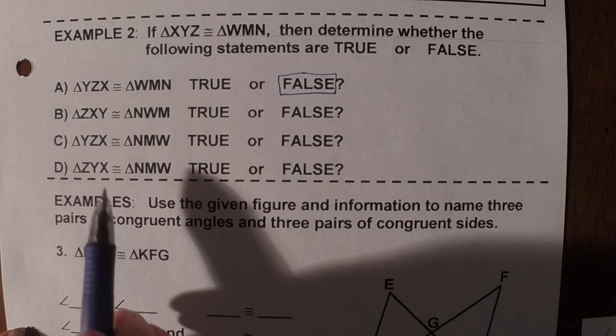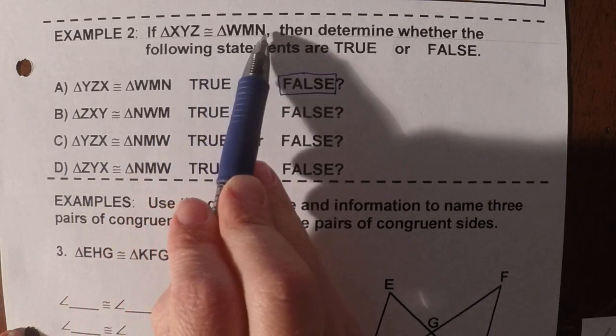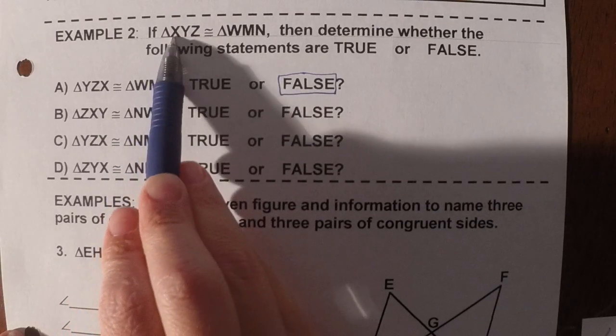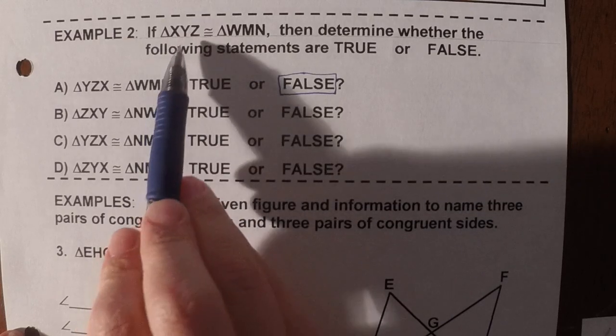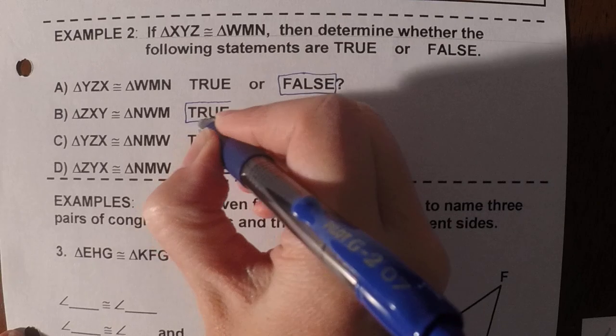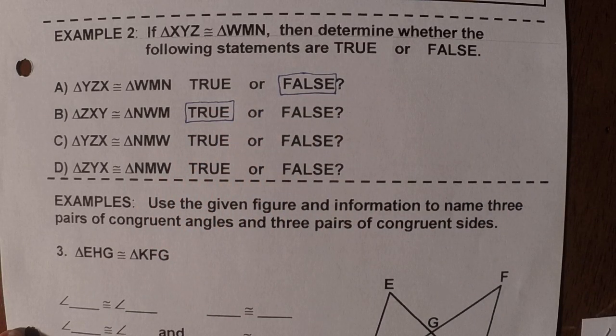So now we can kind of do the same thing. Does Z go with N? Yes, they're both at the end. Does X go with W? Yes, they're both at the beginning. Does Y go with M? Yes, they're both in the middle. So this one would be true. So then see if you guys can do C and D on your own.